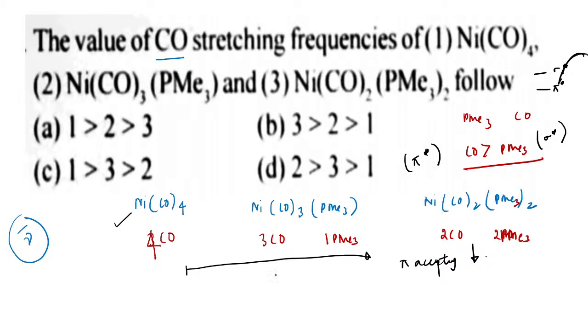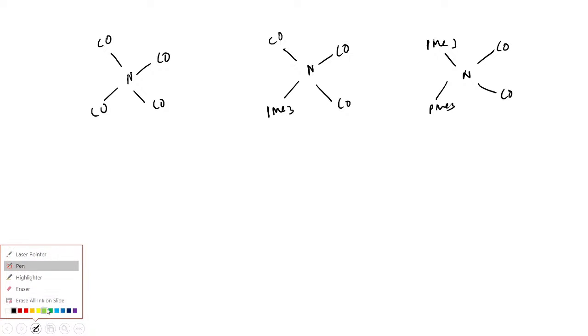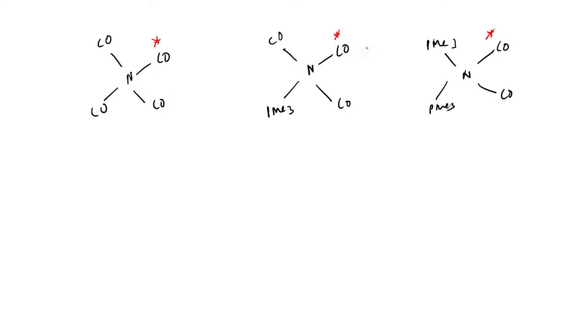All right, the best way to understand this question is like this. If we have four carbonyl ligands in this complex, just listen carefully, and in the second complex we have three carbonyl ligands, and in the fourth complex we have two carbonyl ligands. Now, let's suppose this carbonyl is the isotopic carbonyl. I have labeled this carbonyl, and we have to talk in terms of this carbonyl only.